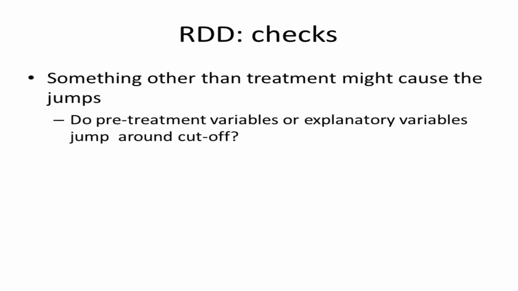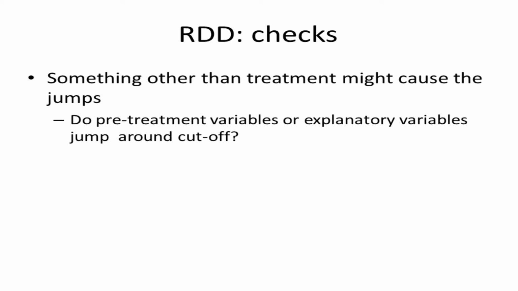But here are the things you need to worry about at least, and you can decide what's the best way of testing for them. So you need to worry that something other than the treatment is causing these jumps. That's the obvious thing you've got to worry about. What people usually do to test this is look whether other things are jumping at the cutoff. Well, what other things might you look at? If you can measure your outcome before the treatment happened, if you've got nice longitudinal data, you might look to see whether those pre-treatment variables jumped at the cutoff.